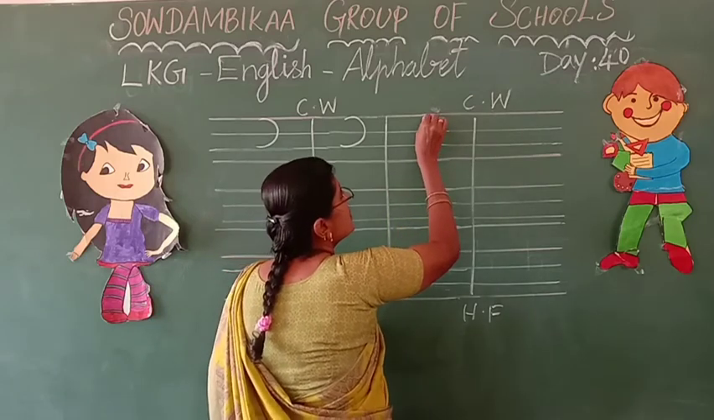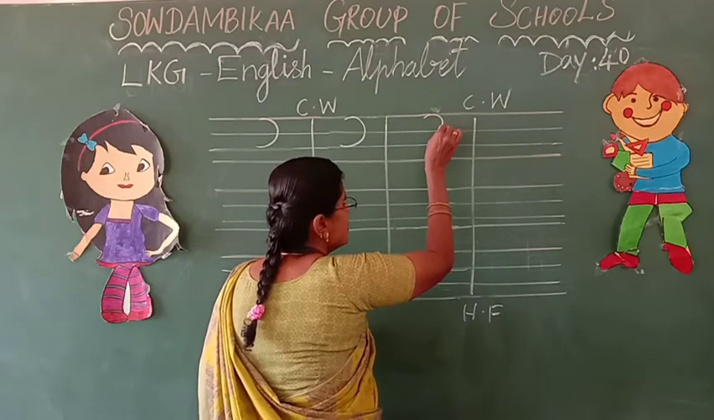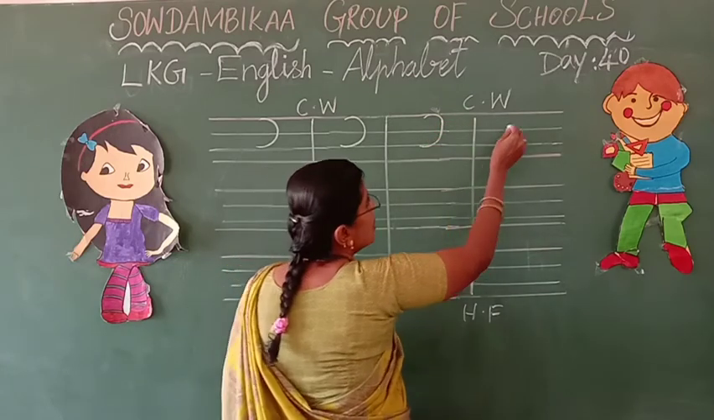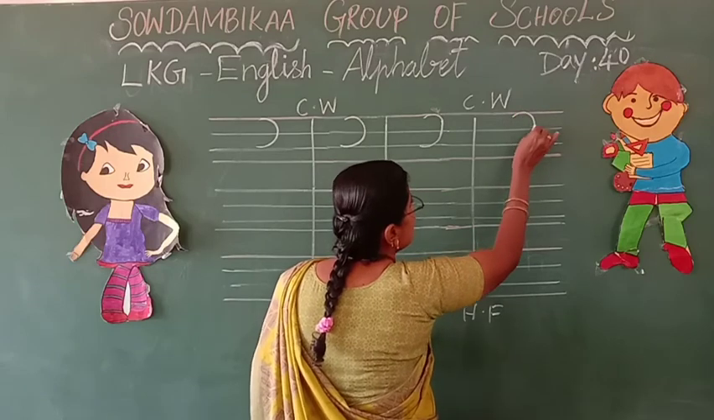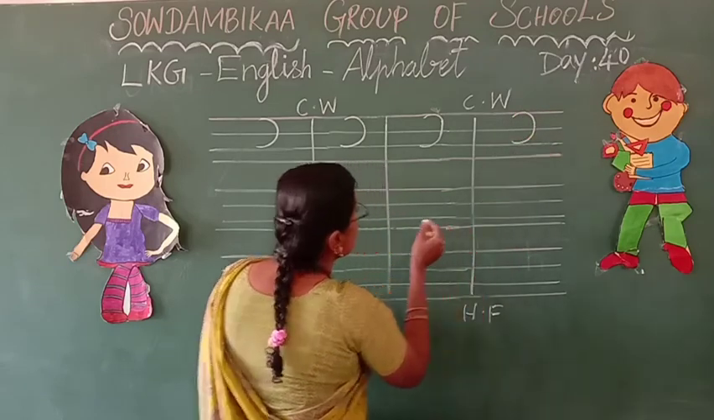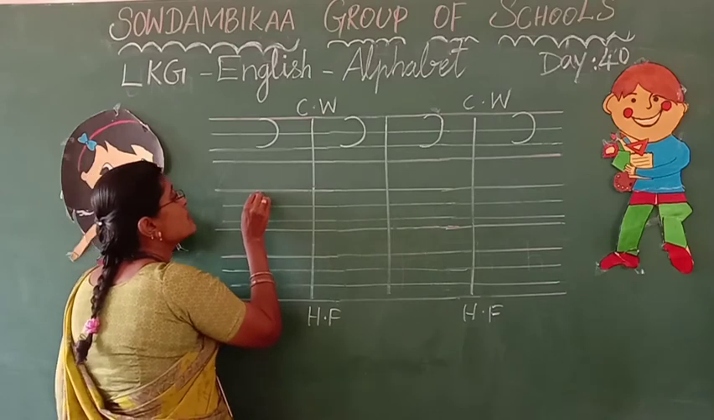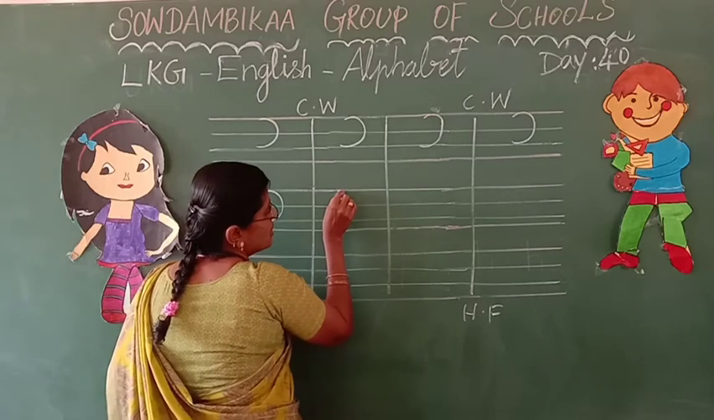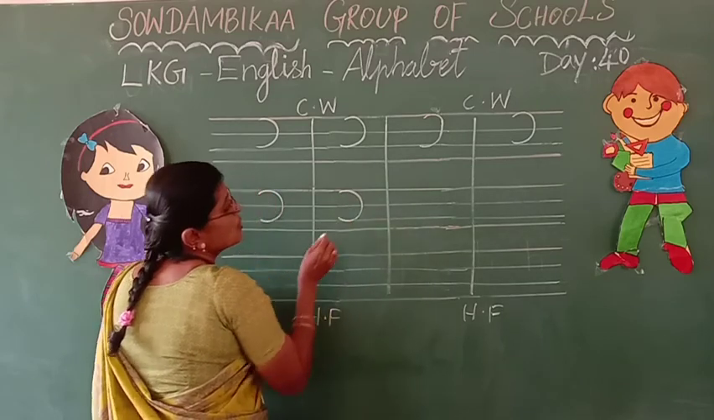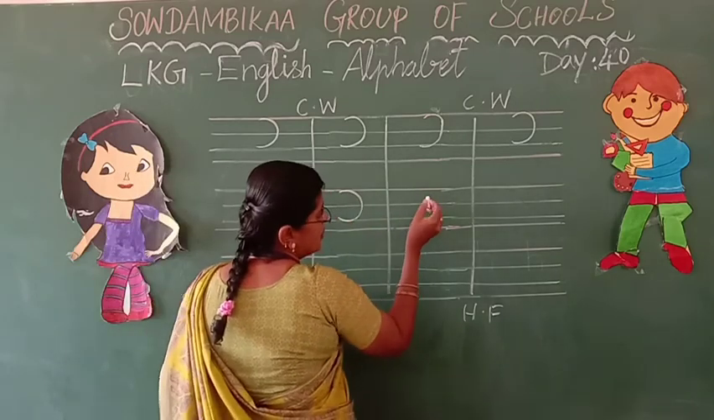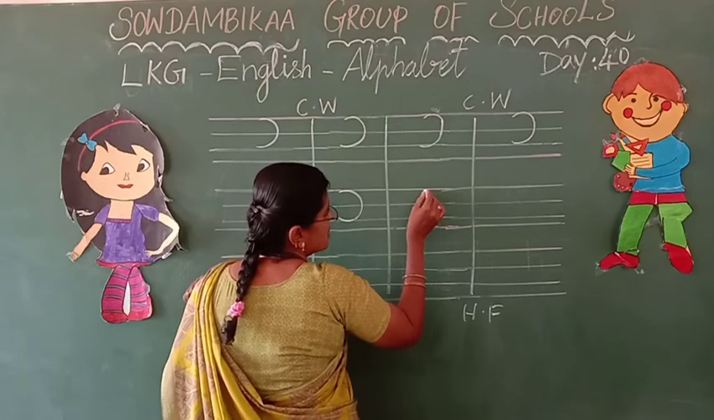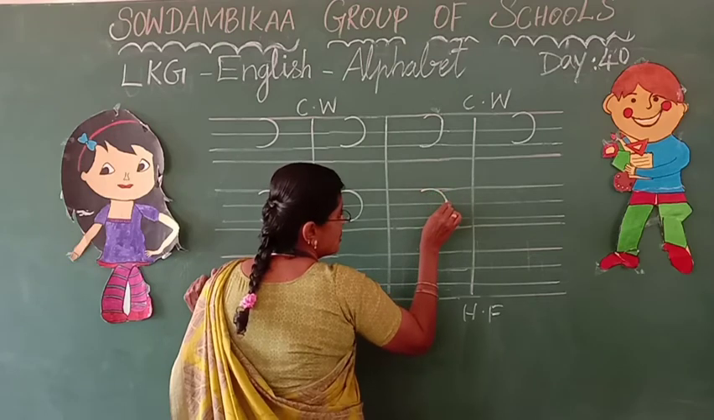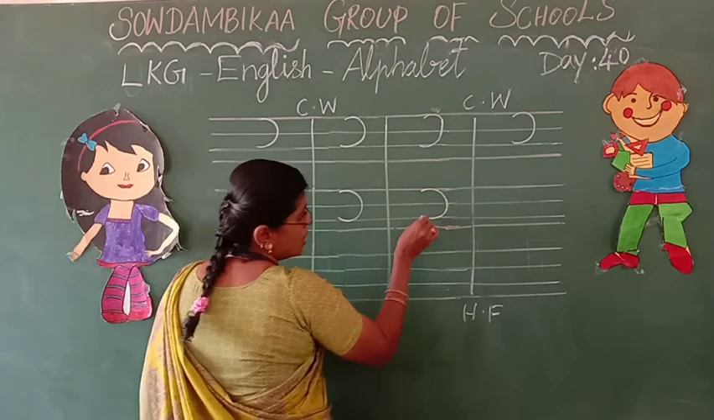First red line to second blue line, slow right, third blue line, closing curve. First red line to third blue line, closing curve. Repeat one more time. Keep your pencil. First red line, slow right, third blue line, closing curve.